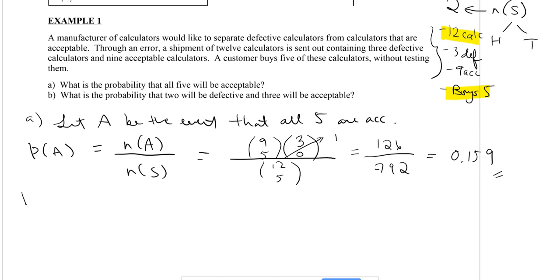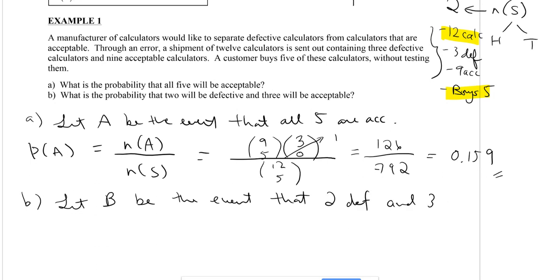So let's do part B. What is the probability that 2 will be defective and 3 will be acceptable? So right away, I am going to tell the people reading my work what the desired outcome is. So let B be the event that you have 2 defectives and 3 acceptable. Okay, please write that every time when you are doing these questions.